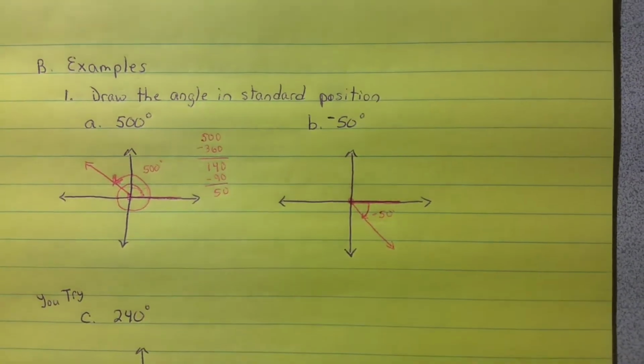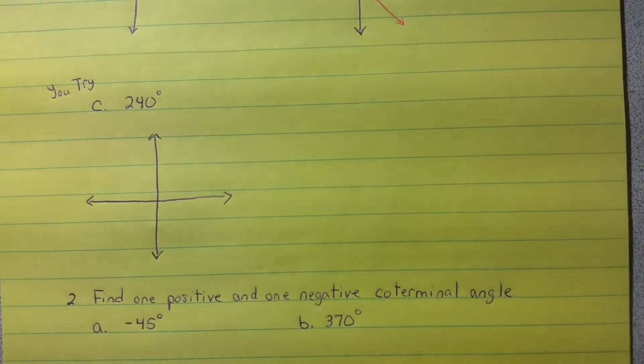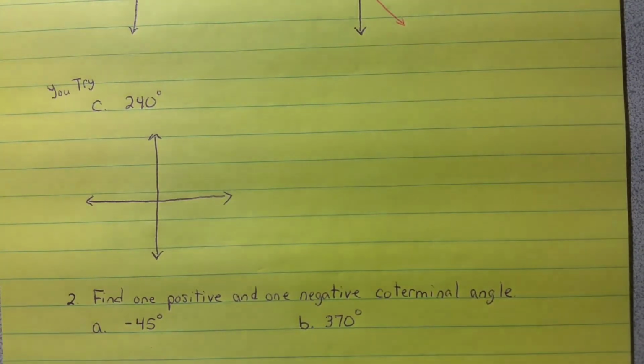Okay, as always, it is time for you to try. So please go ahead with your you try right there. Graph 240 degrees. Go ahead and give it a shot. When you are done, after pausing this and doing the problem, come on back and we'll do it together.